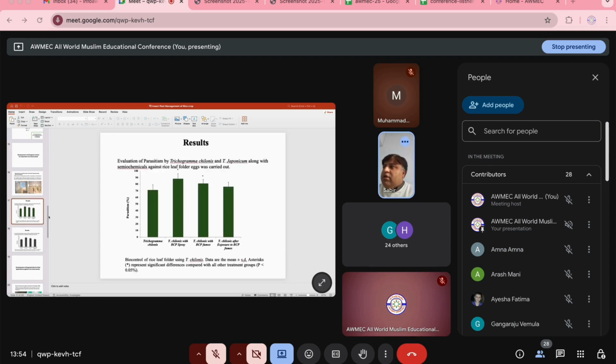They just put their eggs inside the rice leaf folder eggs, and there will be automatic control that we will achieve. And in the result section, you can see we got more than 80% parasitism efficiency where we use the chemicals with this biological control. This is the real innovative work we have done in Pakistan, and we are in the process of publication in a good journal internationally.